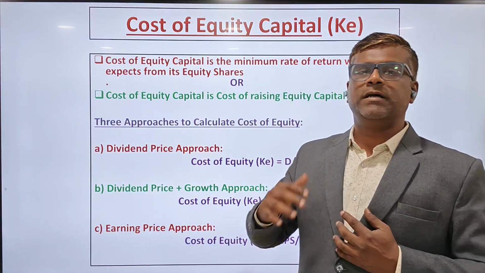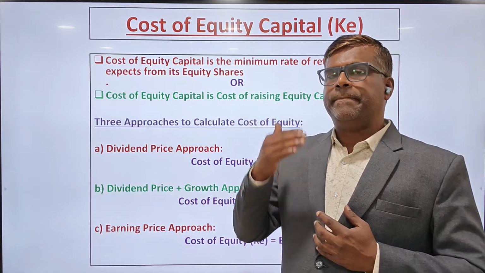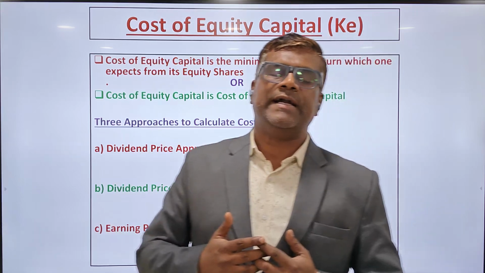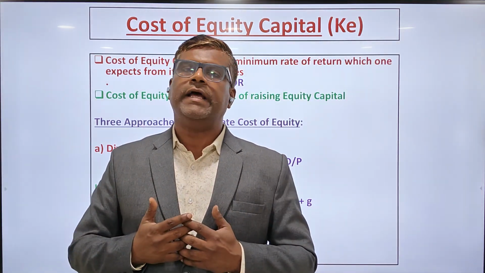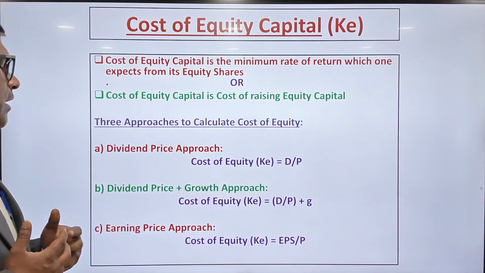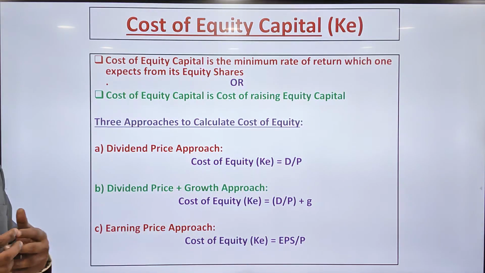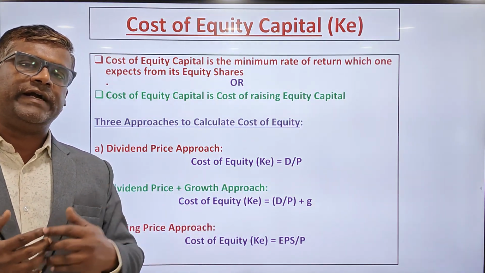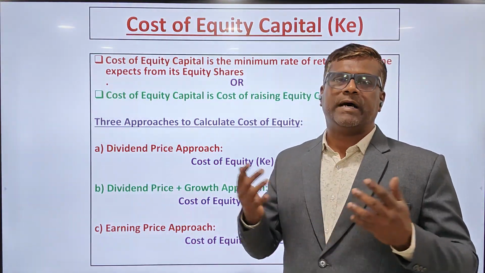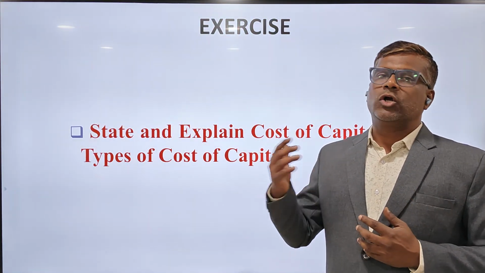According to dividend price plus growth approach, the formula for KE is D/P + G, where D is dividend per share, P is market price per share, and G is nothing but the growth rate. There is one more method by which cost of equity can be calculated, which is earnings price approach. According to earnings price approach, the formula for cost of equity is EPS divided by P, where EPS is earnings per share and P is market price per share. So these are the three methods by which you can calculate cost of equity.